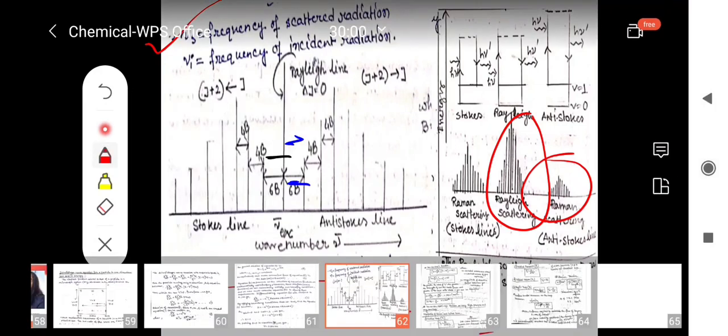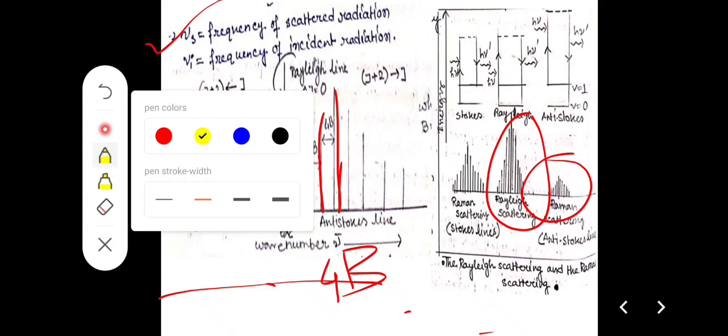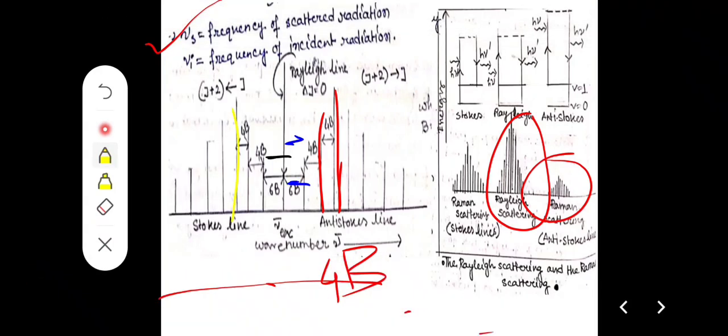Next we consider that between two anti-Stokes lines, the difference is 4B. And between two Stokes lines, the difference is 4B. That is also the same spacing.